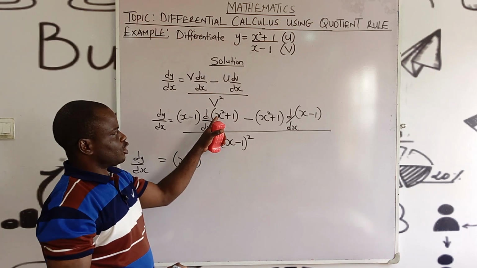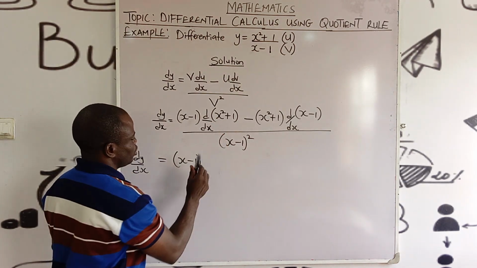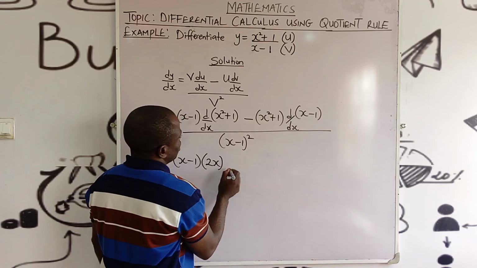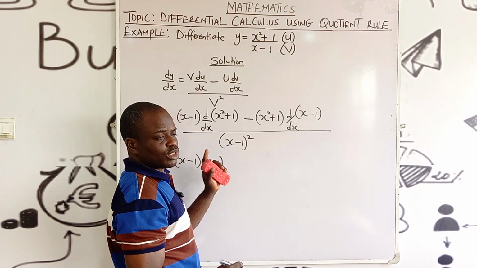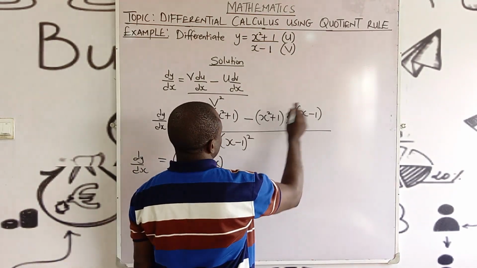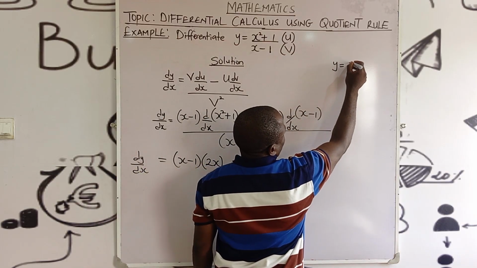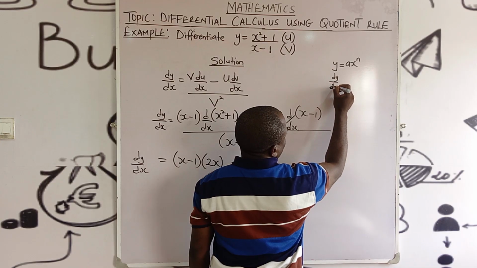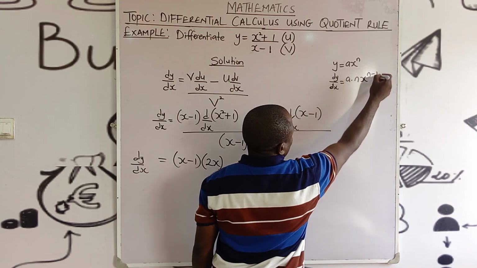Now, let's differentiate x squared. When you differentiate x squared, it will give you 2x. Close the bracket. When you differentiate a constant, it gives you 0. Now, let's see how we got 2x. If you have y to be ax raised to n, dy over dx equals a dot n multiplied by x raised to n minus 1.